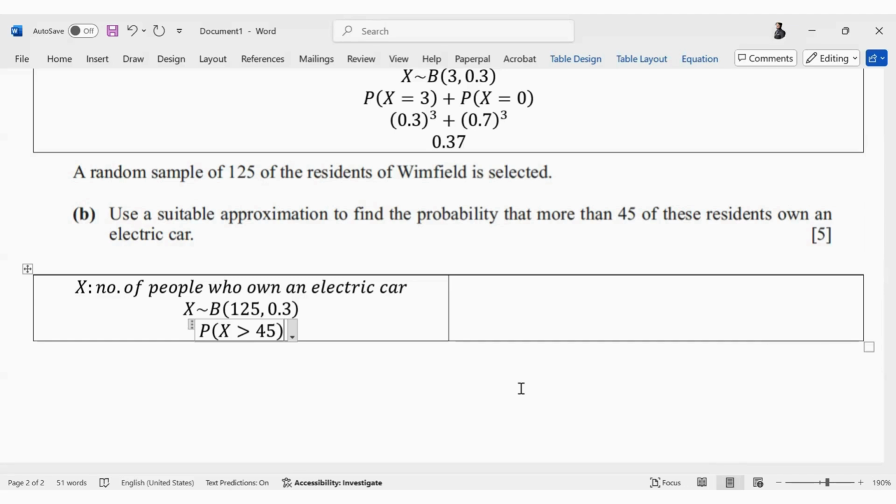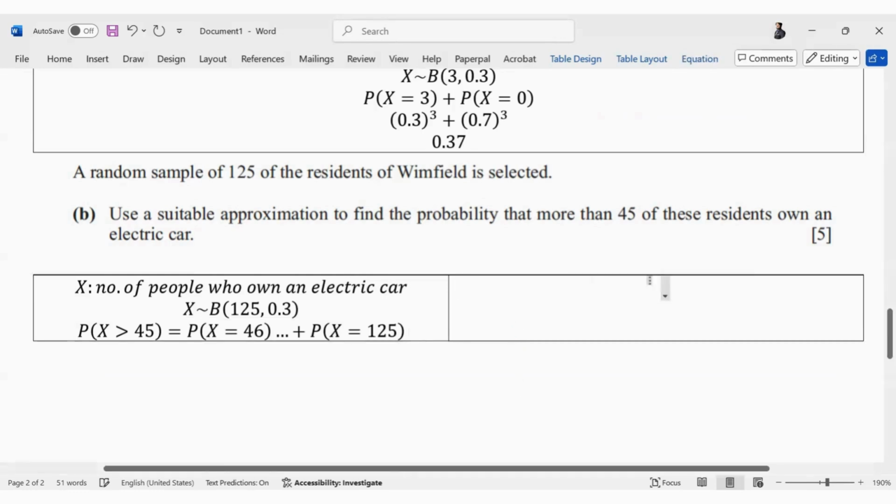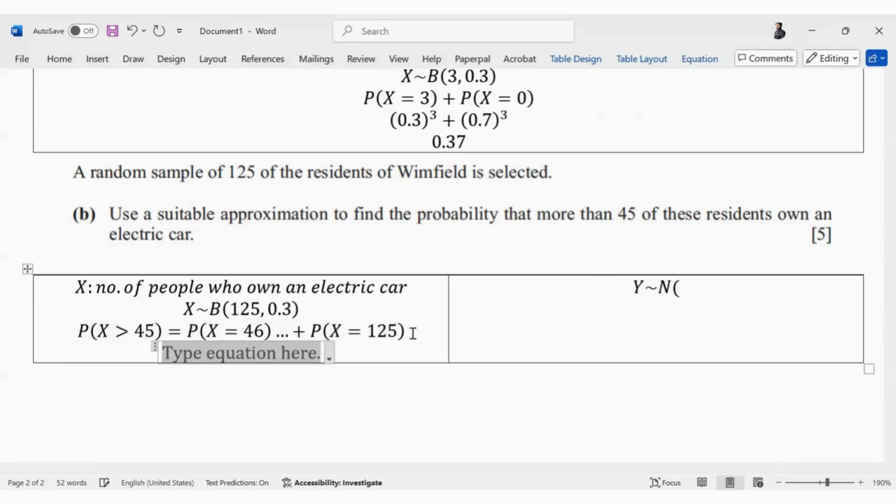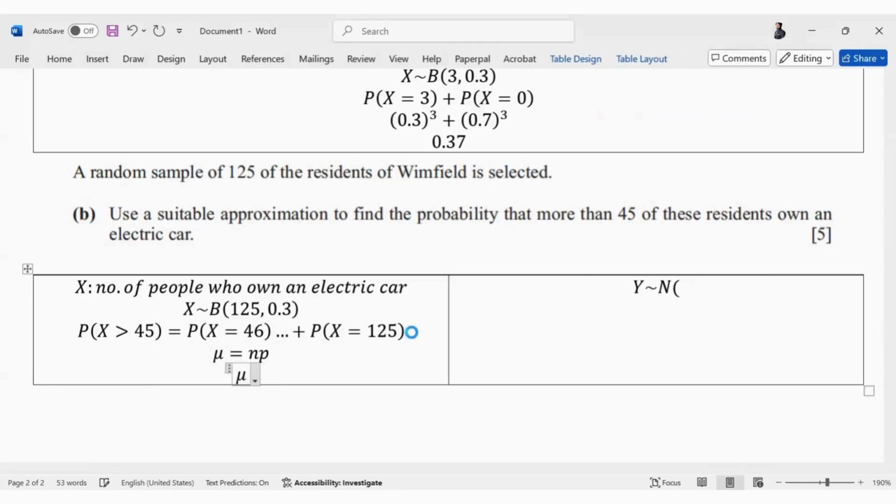So if I wanted to do it binomially, I would have started from 46 and then I would have had to take it all the way till 125, and I would have had to apply binomial a number of times. So that is why the question gives us the option to approximate it as a normal distribution. So I'm calling that variable Y, and it is normally distributed. Now I need 2 things, the mean and the variance. Mean is NP, number of trials are 125, probability of success is 0.3.